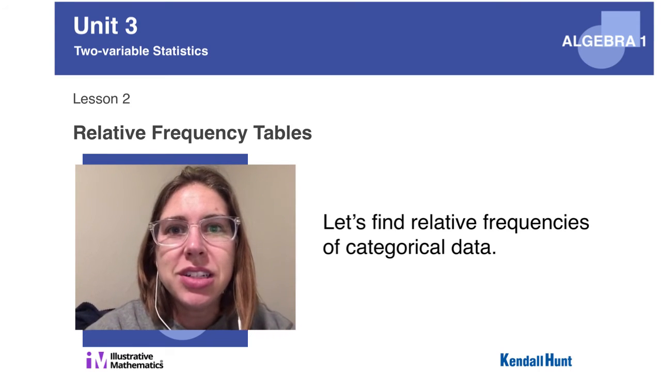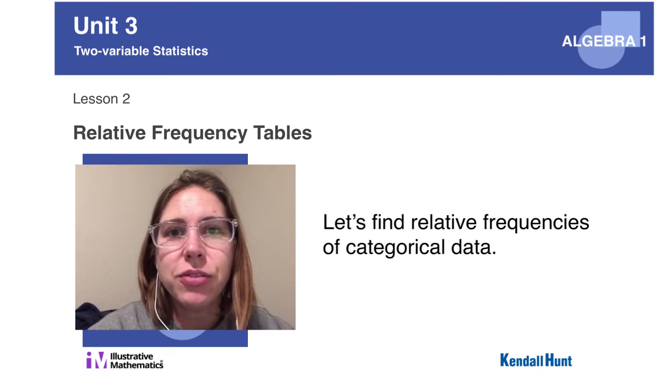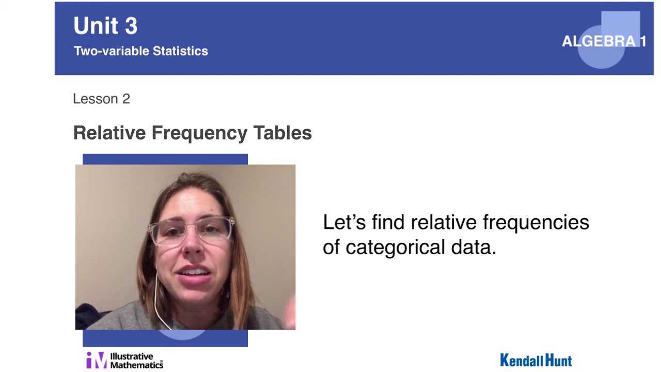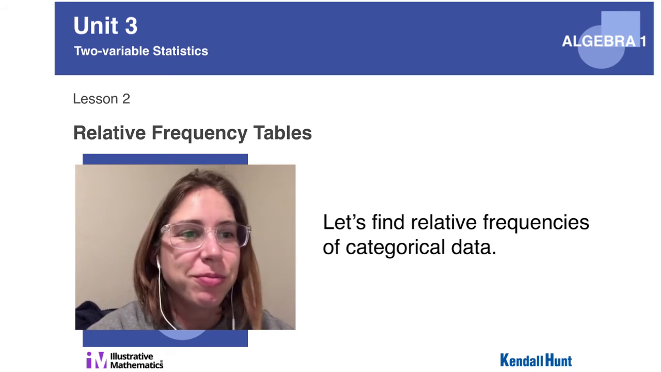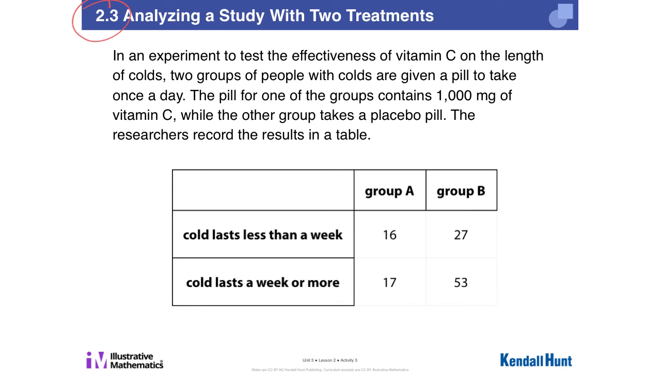Hi, Algebra 1. We're going to take what we did with two-way tables from Lesson 1, and now we're going to look at relative frequency tables. So they're going to be very closely related. Now you're just going to see a bunch of percentages. Here we go. We're going to jump to Activity 3 here.